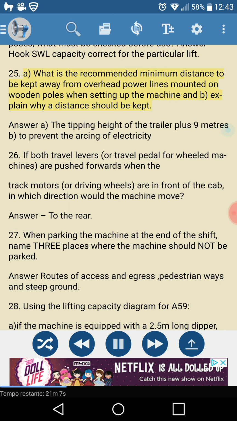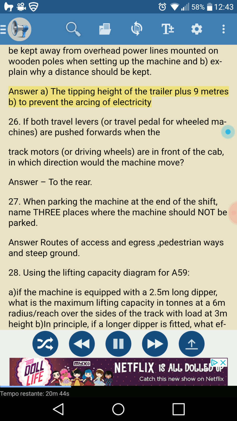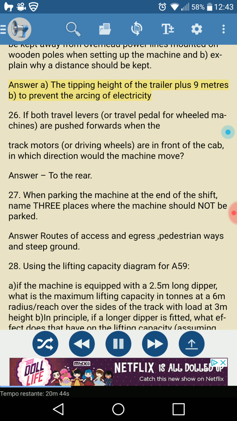25. A. What is the recommended minimum distance to be kept away from overhead power lines mounted on wooden poles when setting up the machine? And B. Explain why a distance should be kept. Answer: A. The tipping height of the trailer plus 9 meters. B. To prevent the arcing of electricity.